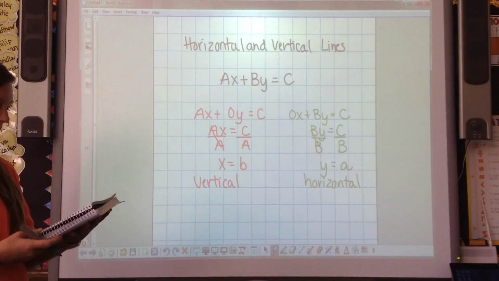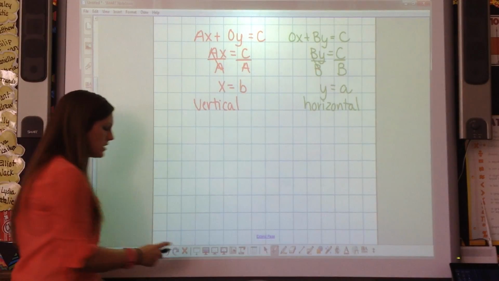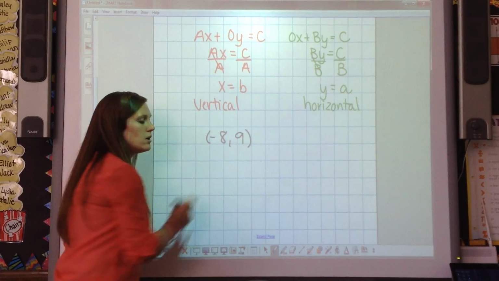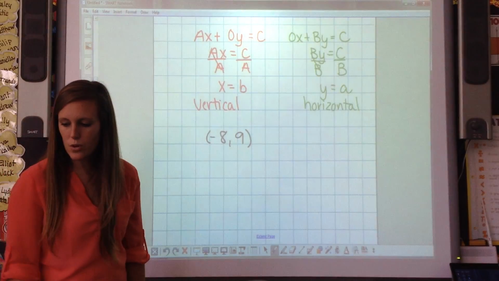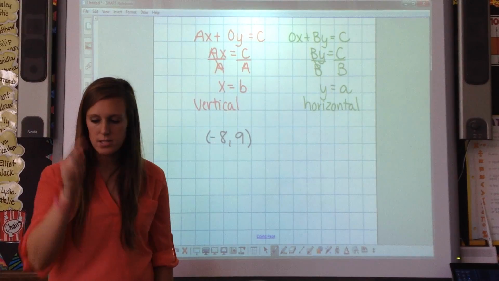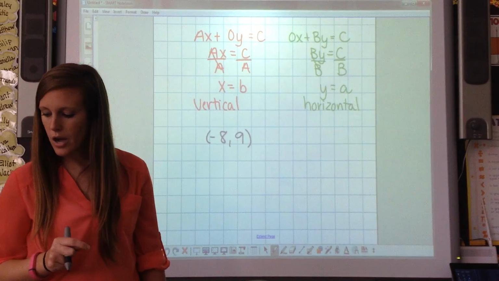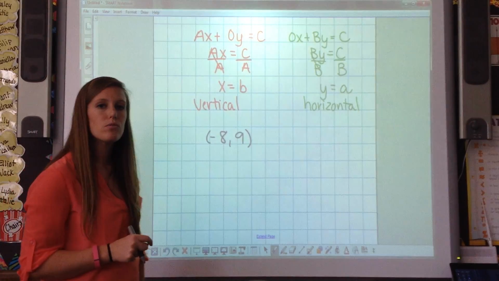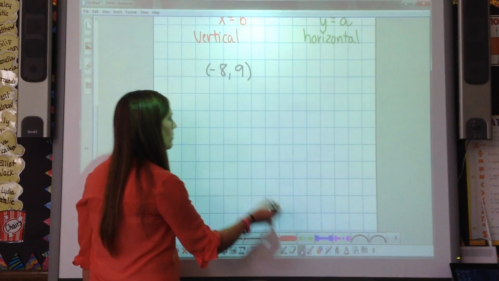Okay, so this is what they're going to give you in your homework. Let's say they give you an ordered pair, (-8, 9). Your directions will say, write an equation of the horizontal and vertical lines that pass through the given point. Now listen to my words carefully. Write equations, plural, of the horizontal and vertical lines that pass through the given point. They're looking for two equations. One horizontal equation and one vertical equation.